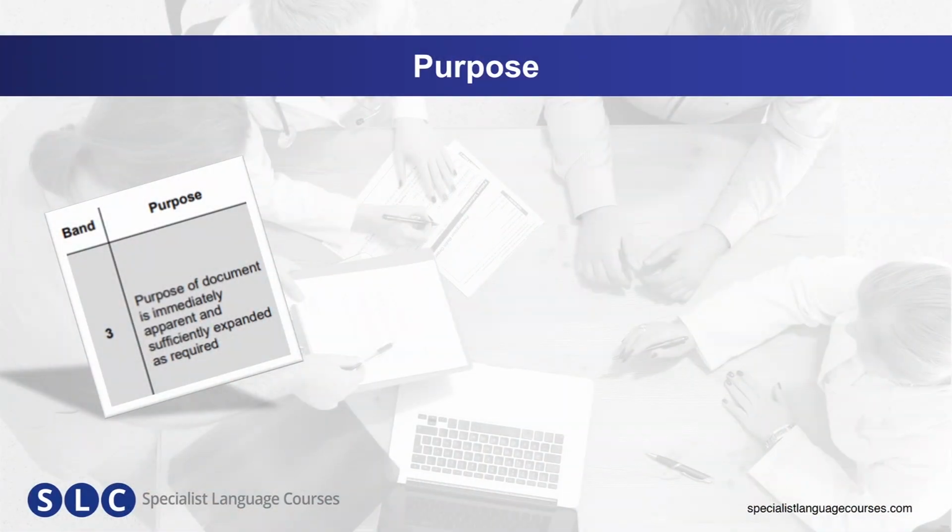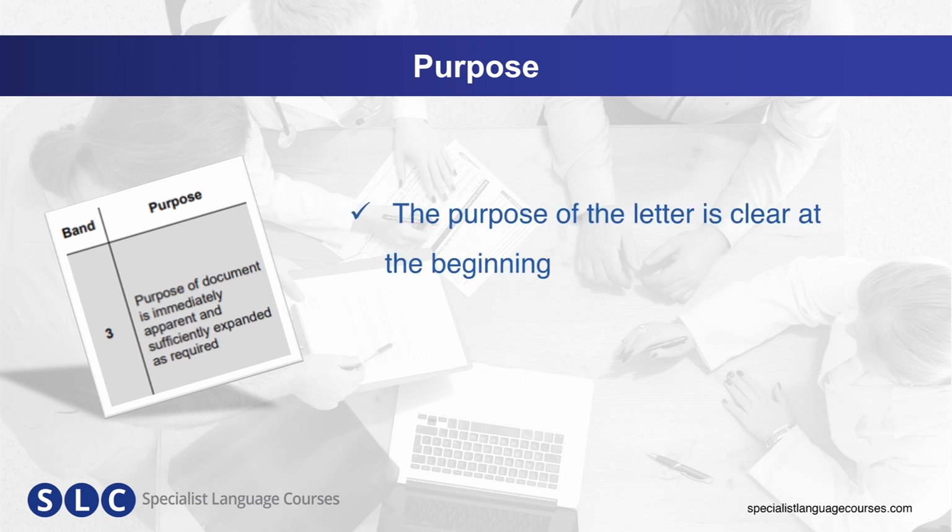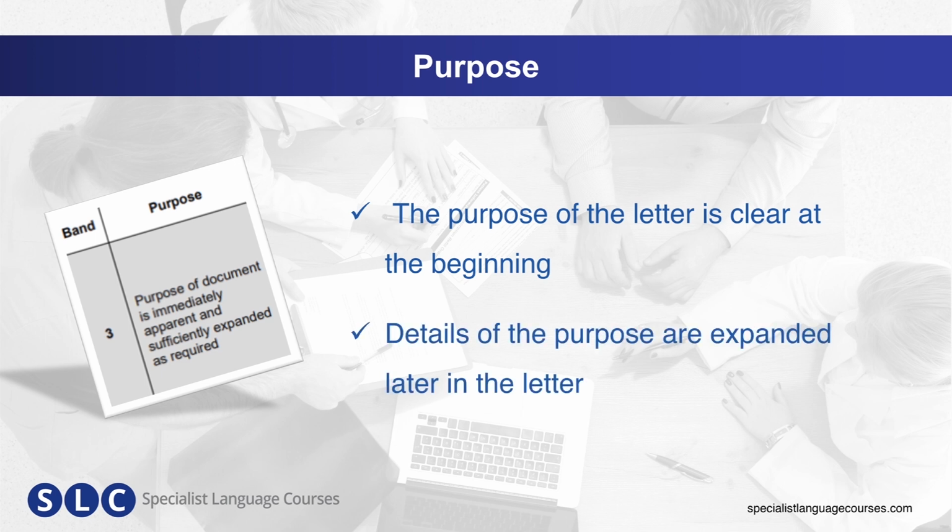So here you can see that the highest band score for this criterion says, purpose of the document is immediately apparent and sufficiently expanded as required. So what do you need to do? Well, you should make sure that the purpose is clearly expressed at the beginning of the letter and that the details are expanded later in the letter.